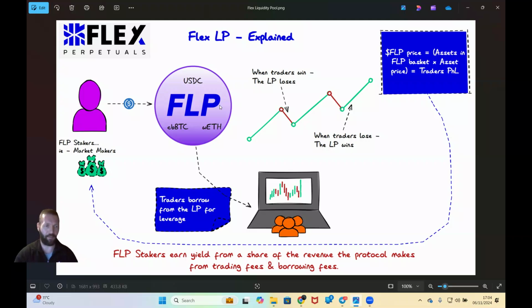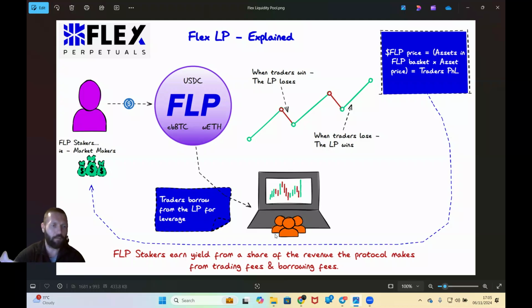And then some of the benefits. Over and above the fact that you are obviously hoping this FLP token rises in price, FLP stakers earn yield, which is revenue share from the platform. Flex Perpetuals collects fees when traders open trades, when they close trades, and when they borrow from the FLP.